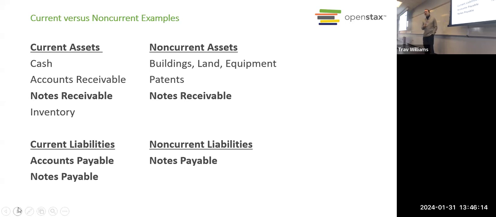Patents. If you have invented a product and you have registered for a patent to show that this is your invention, you're probably planning to sell that product for more than a year, right? So the patent is good for, I forgot how long, 15 or 20 years, something like that. And then I already talked about long-term notes receivable. All right. There are other examples, but hopefully you get the idea of current versus non-current assets. Any questions?